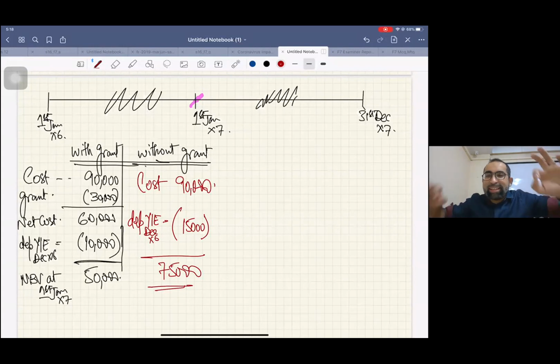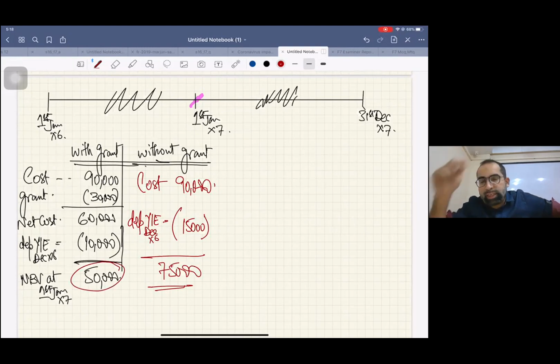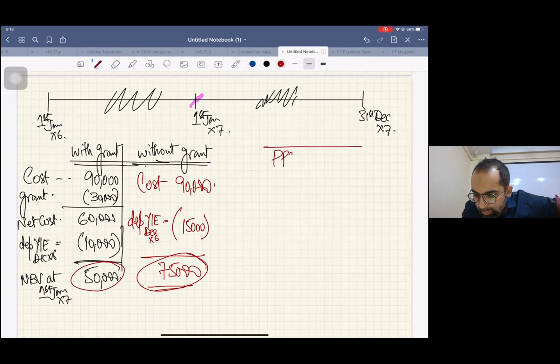Okay. So first, let's fix the first issue. There are two issues in this question. Till 1st January, right now the NBV is 50,000, but the NBV which should have been without the grant is 75. So we need to increase the asset by 25. Don't worry, I'll teach you. I'll fix your issue. So we need to increase the PPE by 25,000, PPE debit 25,000.